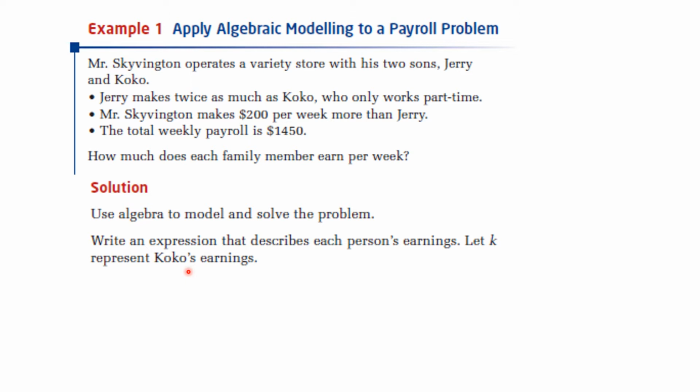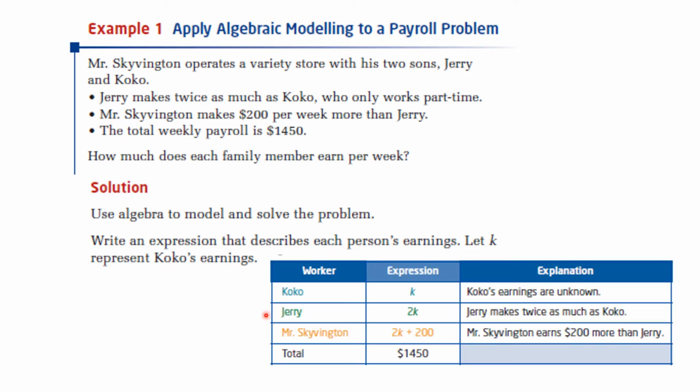Now, why didn't I say let J be Jerry's earnings? Because when I look at this information, every sentence, well, this one here, we've got Jerry makes twice as much as Coco. So I'm going to be able to write this sentence in terms of K. And I'll show you the next slide here. Here's one way to write it out.